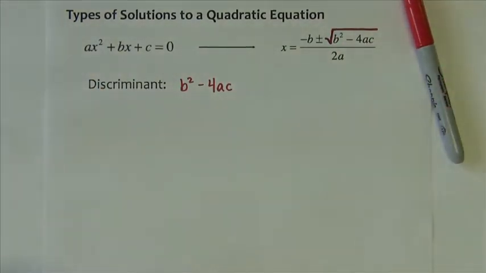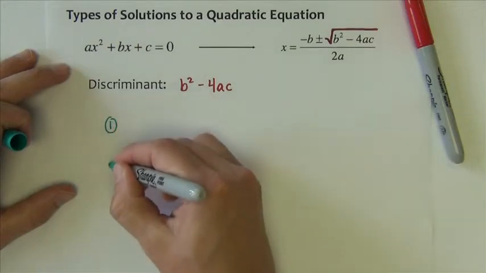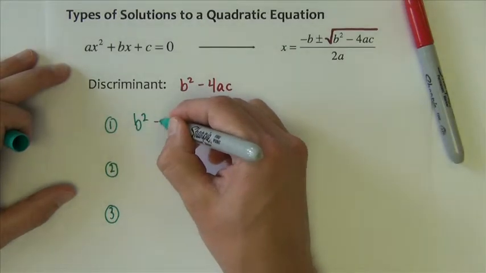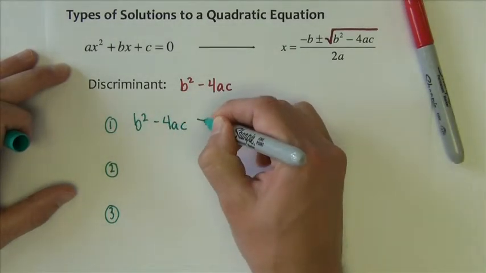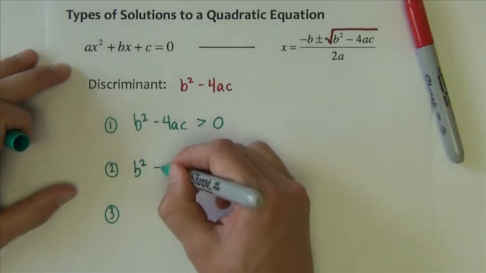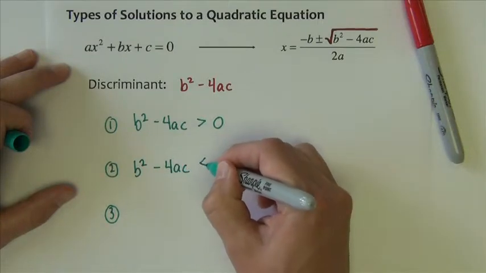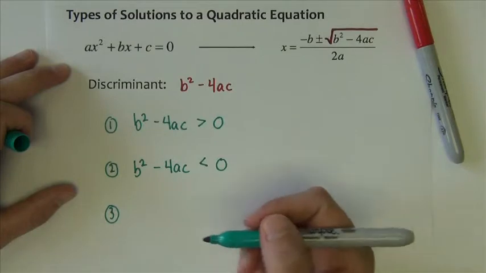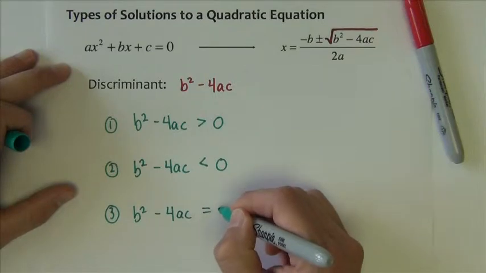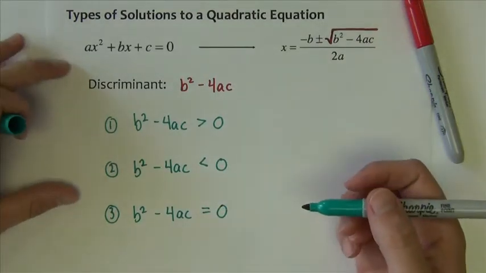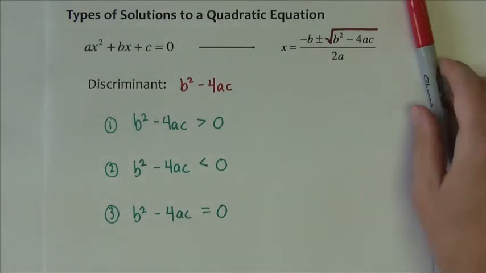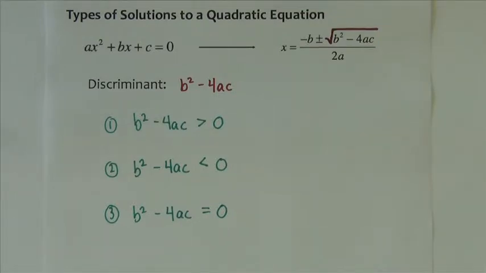There are three possibilities. Let's list them out. The b squared minus 4ac can be a positive number, which means it can be bigger than 0. The b squared minus 4ac can be a negative number, which means it can be less than 0. Or the b squared minus 4ac can be equal to 0. That's all inclusive. Those are our three possible cases. It can be bigger than 0, less than 0, or it can be 0. But it can't be anything other than those possibilities.